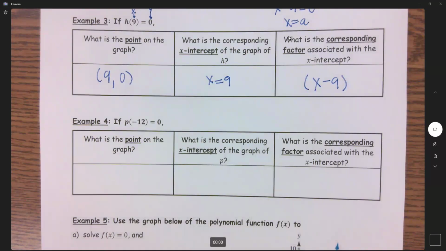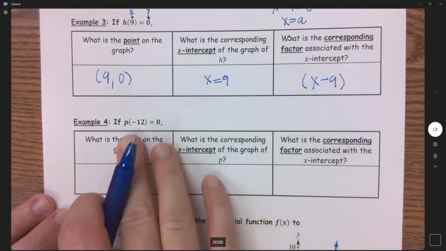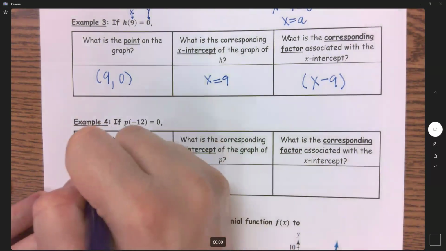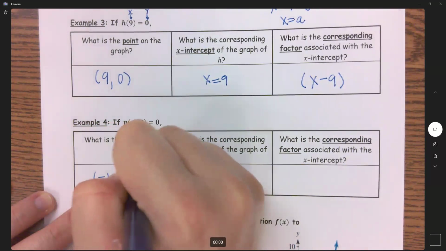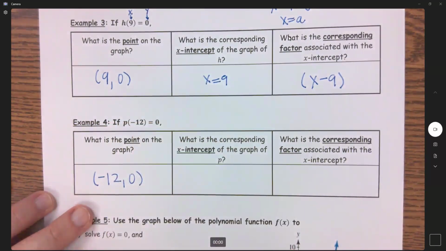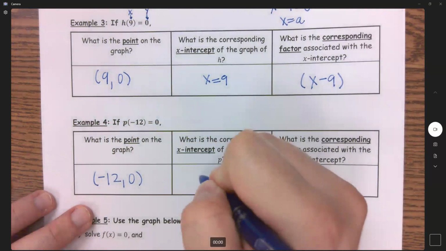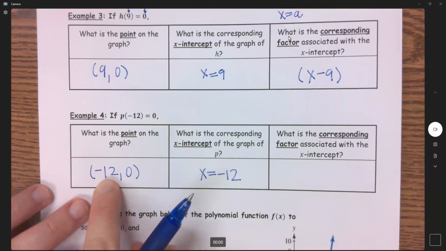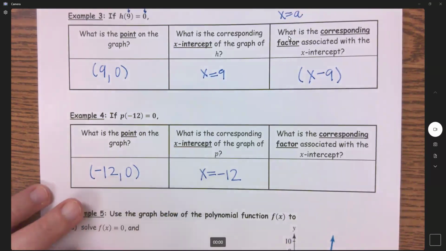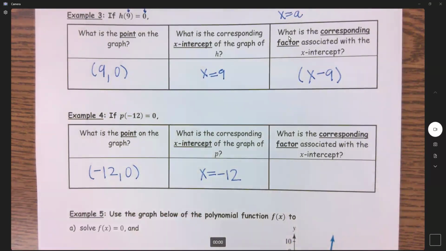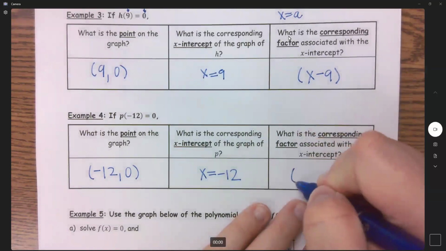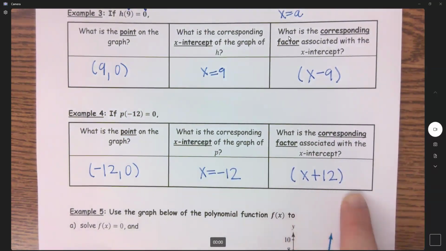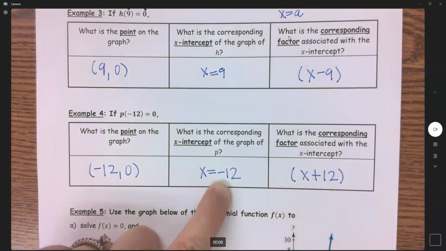Okay, I hope you had time to pause the video. Let's check your answers here. At this point, if I have p of negative 12 equals 0, that is negative 12 comma 0. The corresponding x-intercept of the graph is x equals negative 12, which is whatever that x coordinate is. And then the corresponding factor associated with this x-intercept, change that sign. So this is x plus 12. If you set this equal to 0, you subtract your 12 over, and you're going to get x equals negative 12.